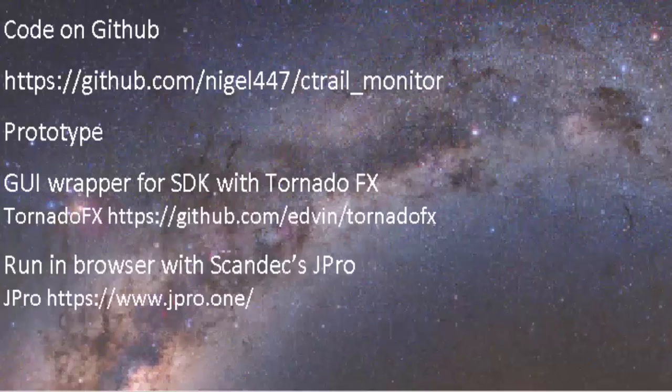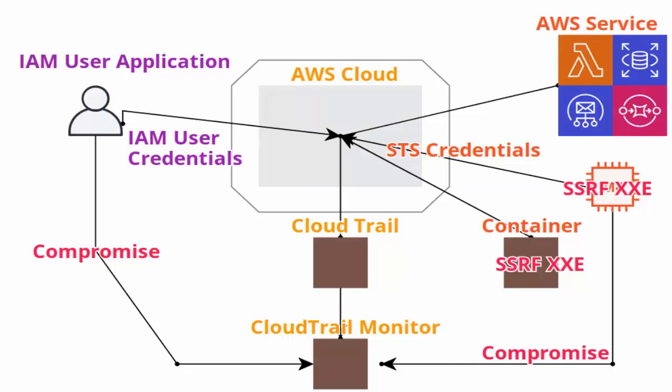The code we are previewing here is a user interface wrapper for the CloudTrail SDK that was put together with the DSL from TornadoFX. The code runs in the browser by using JPro. We have our SDK wrapper applications that are using IAM user credentials, and we have our remote AWS services, instances and containers that are all using STS credentials. We are assuming that these credentials can be hacked, so we're monitoring the use of these credentials, and we will hopefully detect when the credentials are compromised.